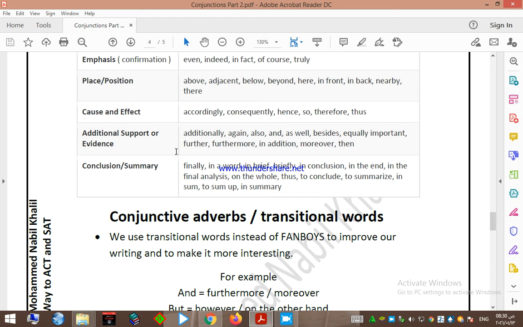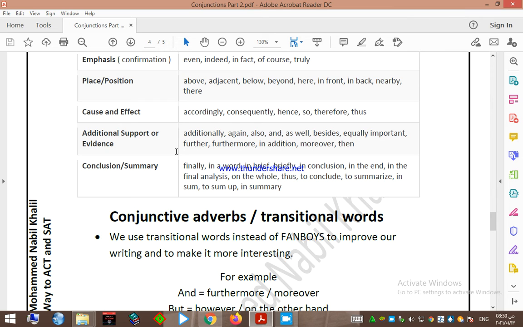And if I'd like to conclude the text, to conclude the idea, by using some transitional expressions to show conclusion or summary, like finally, in a word, in brief, briefly, in conclusion, in the end, in the final analysis, on the whole, thus, to conclude, to summarize, in sum, to sum up, in summary.